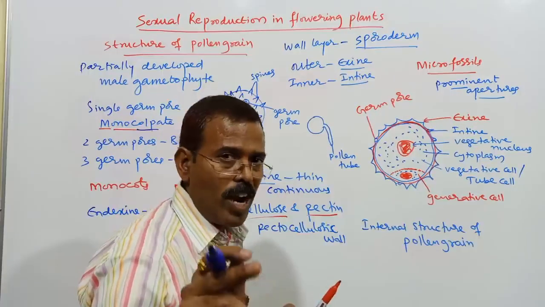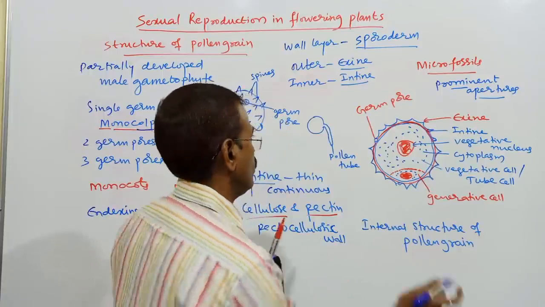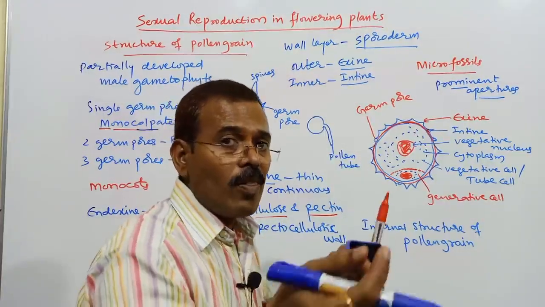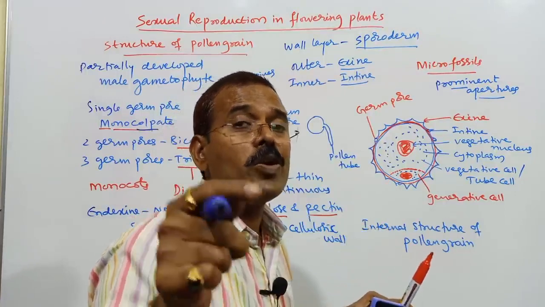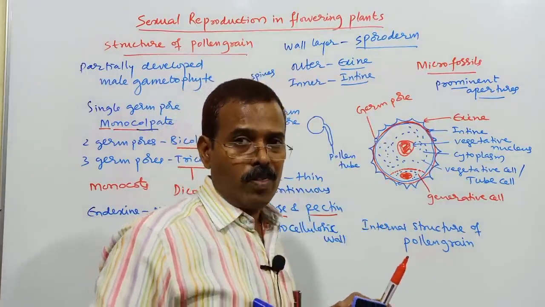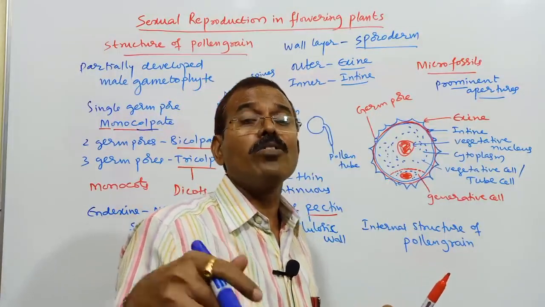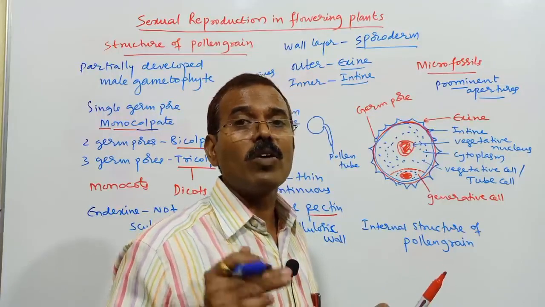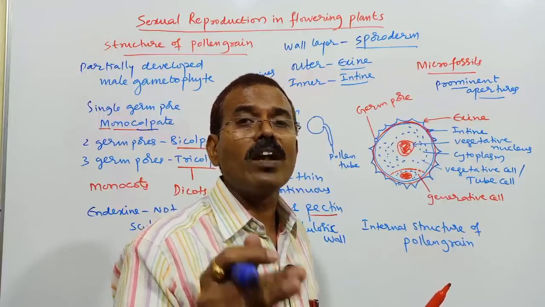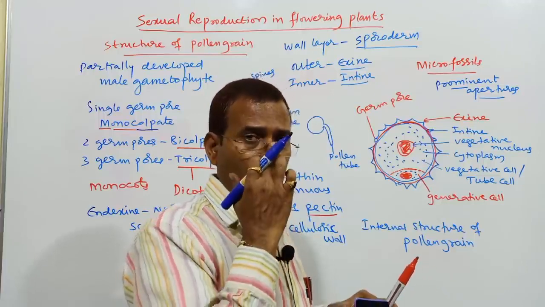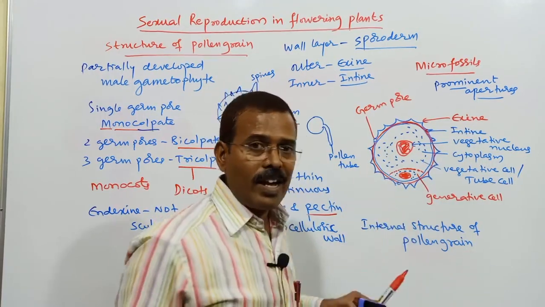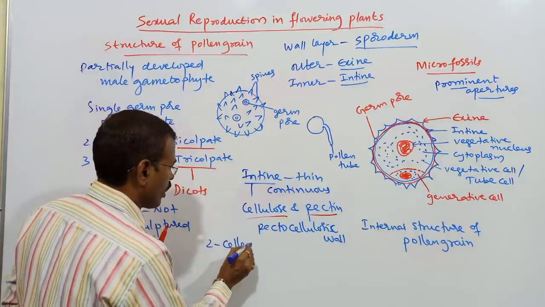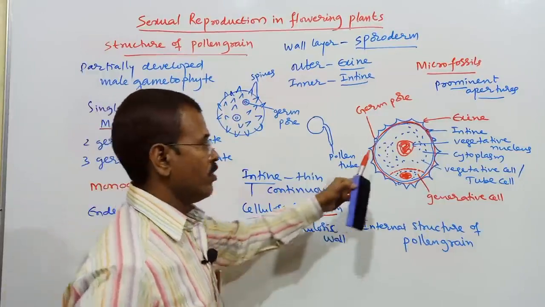Intine is going to produce the pollen tube. This pollen tube is formed from the intine. That pollen tube is meant to carry the male gamete. Remember, pollen grain will produce the male gamete. Pollen grain, I told, is a partially developed or immature male gametophyte. As per the figure here, it is a two-cell structure.